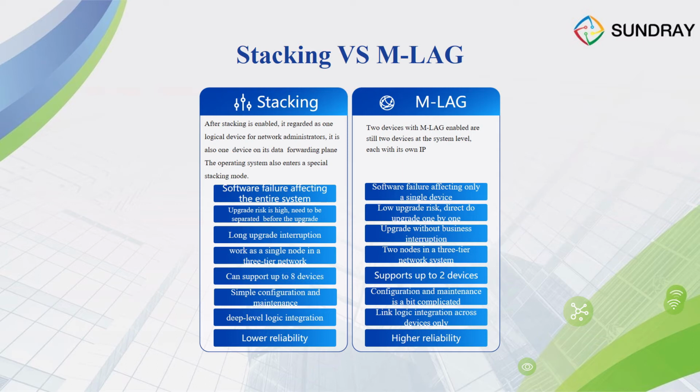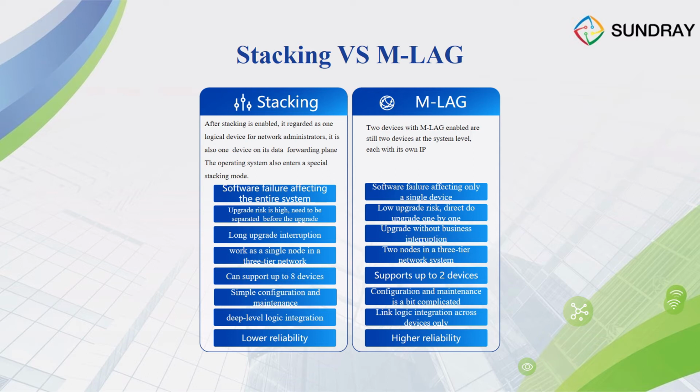When we enable the MLAG, the two devices actually still have their own control system. When we configure the switch, we configure it one by one. It still has its own IP address. The only thing is that these two switches can do Link Aggregation across each other. So it's only a logical link aggregation across devices. For this one, we have a higher reliability. That means if this switch is broken, the other one will not be affected.